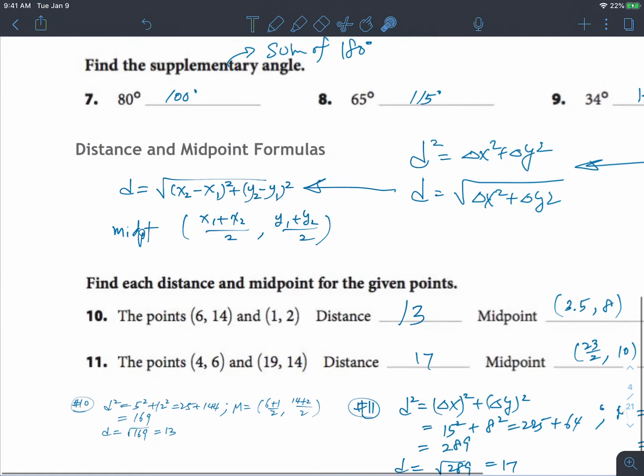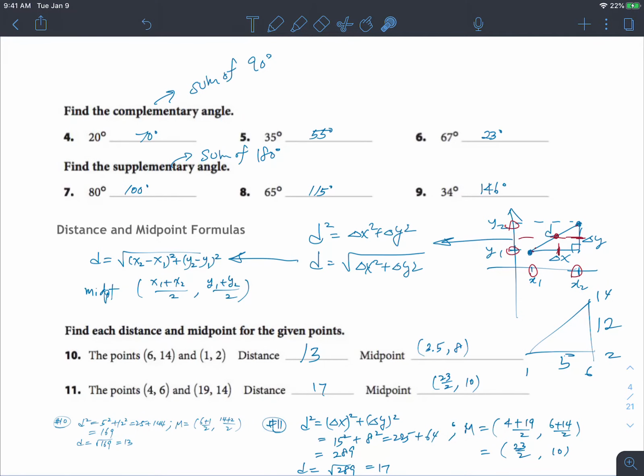Okay. And the midpoint of these 2 points is the average of x and the average of y. So the average of 6 and 1, that's how you find it, which is 3.5. The average of y is 14 and 2, divided by 2, which gives you 8.